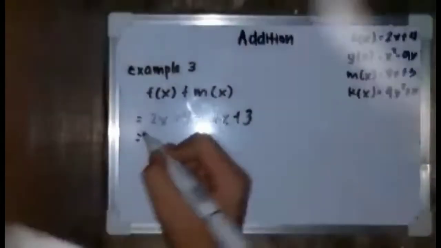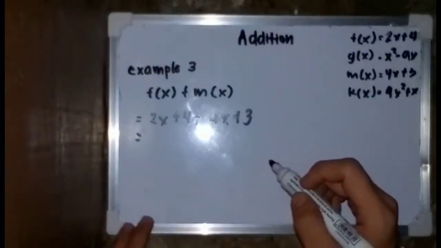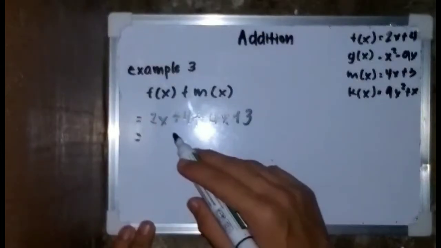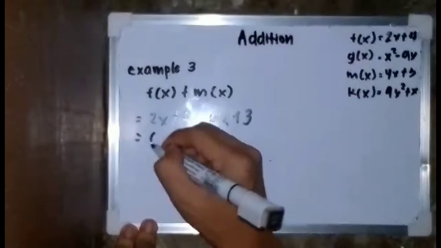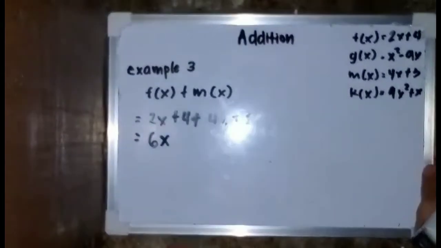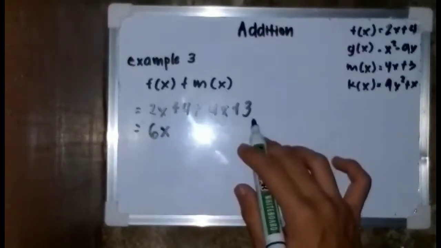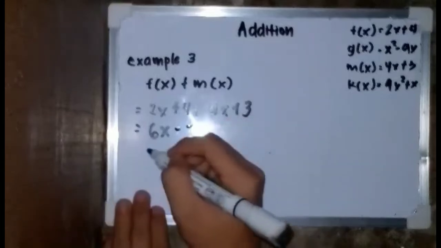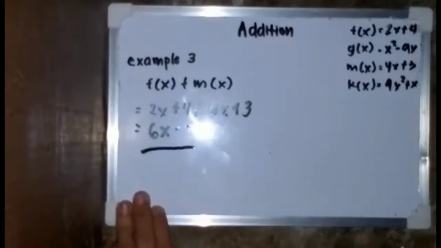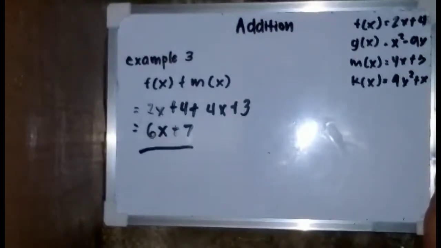So, katulad lang po ng ginawa natin sa example number 1 and example number 2, kailangan natin hanapin ang magka-like terms. So, ang ka-like terms ng 2x is ang 4x. 2x plus 4x is equals to 6x. So, may ka-like term ang positive 4 which is yung positive 3. So, positive 4 plus positive 3 is equals to positive 7. So, ang sagot natin is 6x plus 7. So, for our example number 3, f of x plus m of x is equals to 6x plus 7.